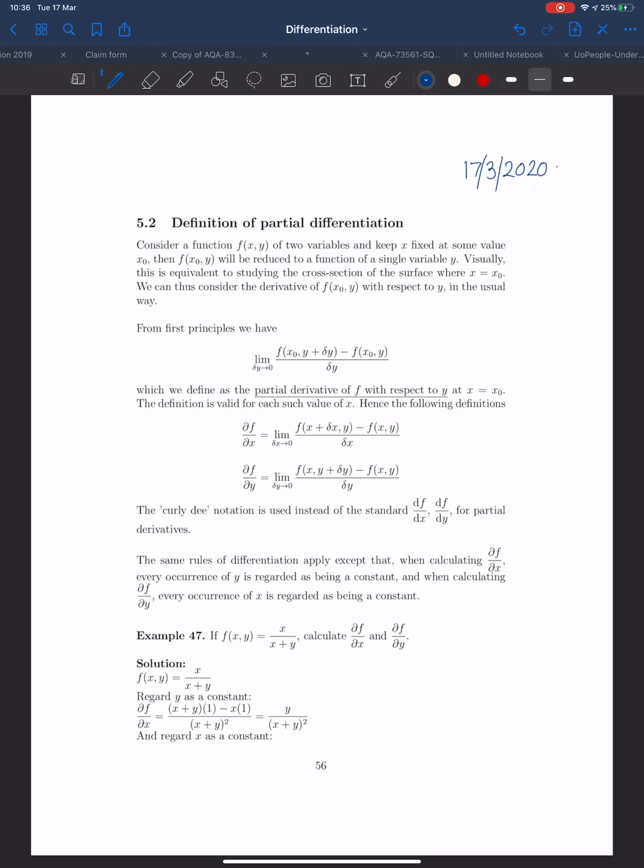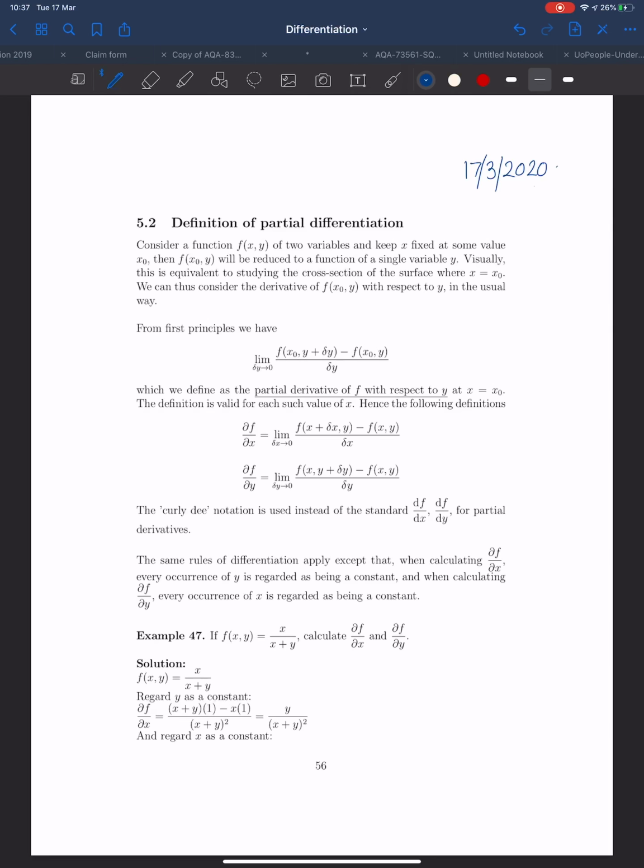Okay, so we're going to consider x fixed, and it's just y that varies. Then we can work out the derivative. Now you don't need to remember this next bit, but I'll go for it anyway, just for once. From first principles, we have the limit as delta y tends to naught of f(x, y plus delta y) minus f(x naught, y), over delta y. So this is the change in f over the change in y.